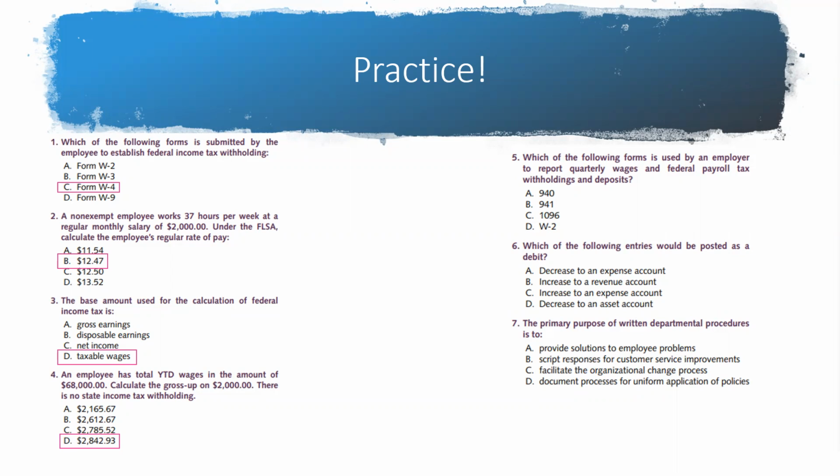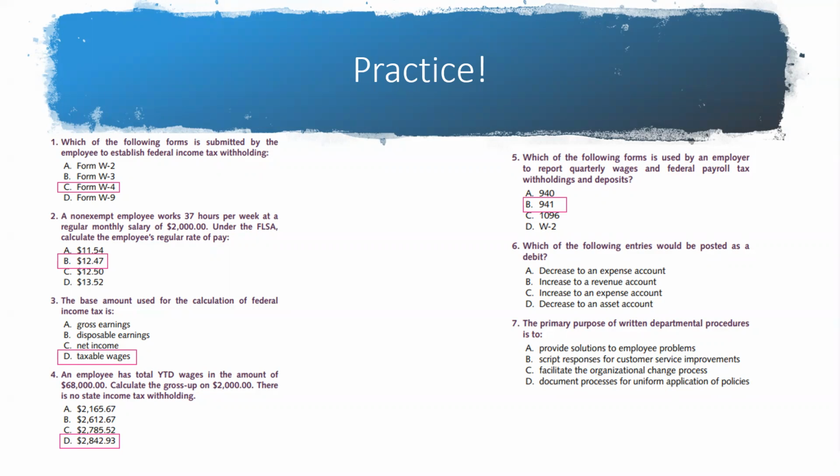Thank you. Yeah. Oops, I'm cheating for you. Which of the following forms is used by an employer to report quarterly wages and federal payroll tax withholdings and deposits? A, the 940, B, the 941, C, the 1096, or D, the W-2. B, very good. 941. 940 is annual, and it's for FUTA tax. The 1096 is the reconciliation form that goes with your 1099s. And then obviously the W-2 is the employee's statement of earnings for the year.